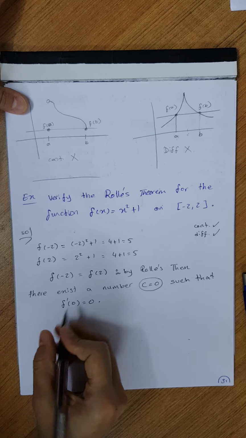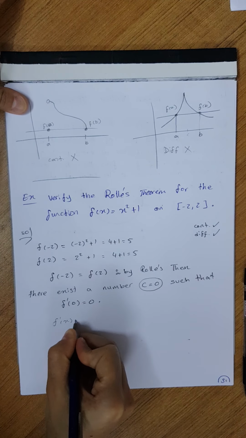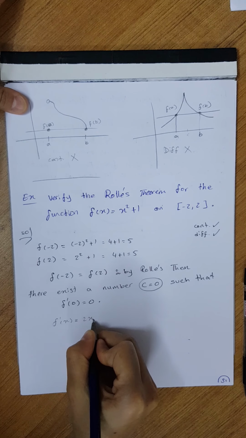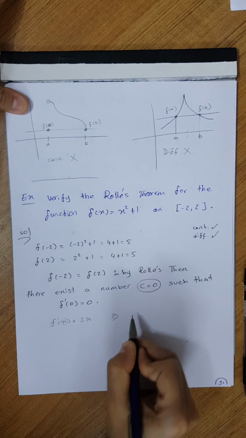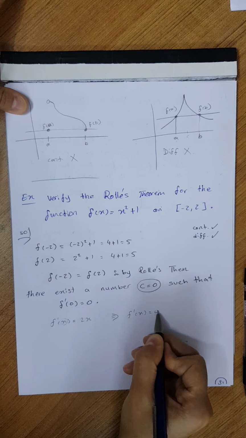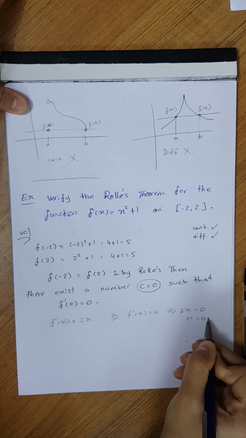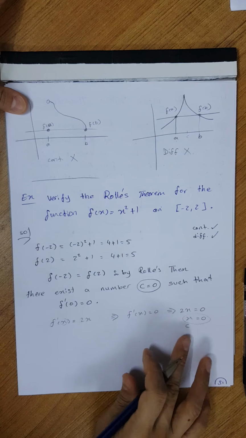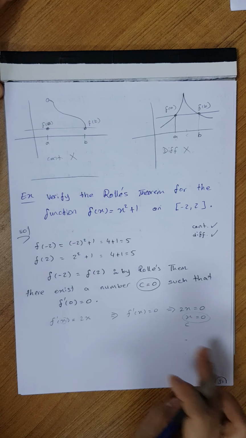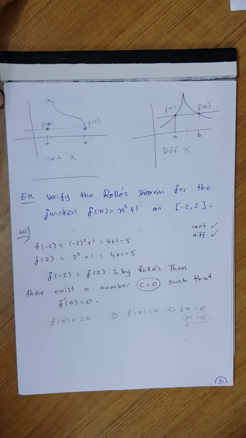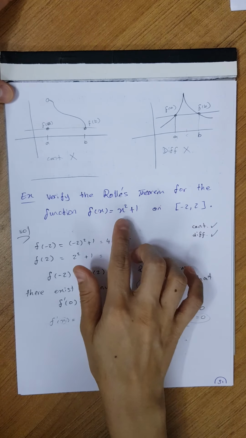How can we find it? We find the derivative of the function, because I'm working on the derivative. What is the first derivative of the function? It is equal to 2x. I'm searching for that x that makes this equal to 0. So f prime of x is equal to 0. That means 2x is equal to 0, which means x is equal to 0. So the number c that I'm searching for is equal to 0. Sometimes it is easy to find that number c for Rolle's theorem, and sometimes it is not. Now we verified Rolle's theorem for that example.